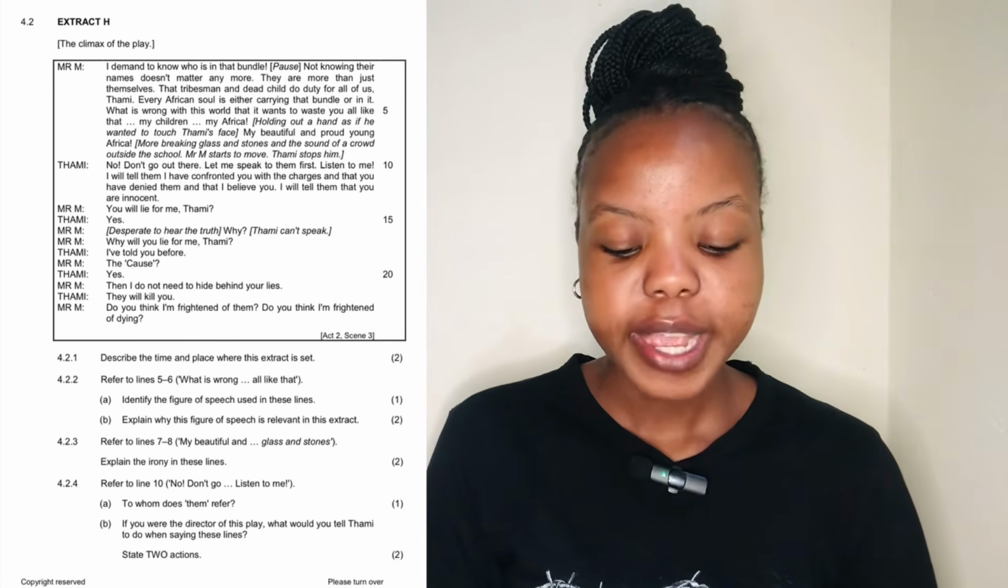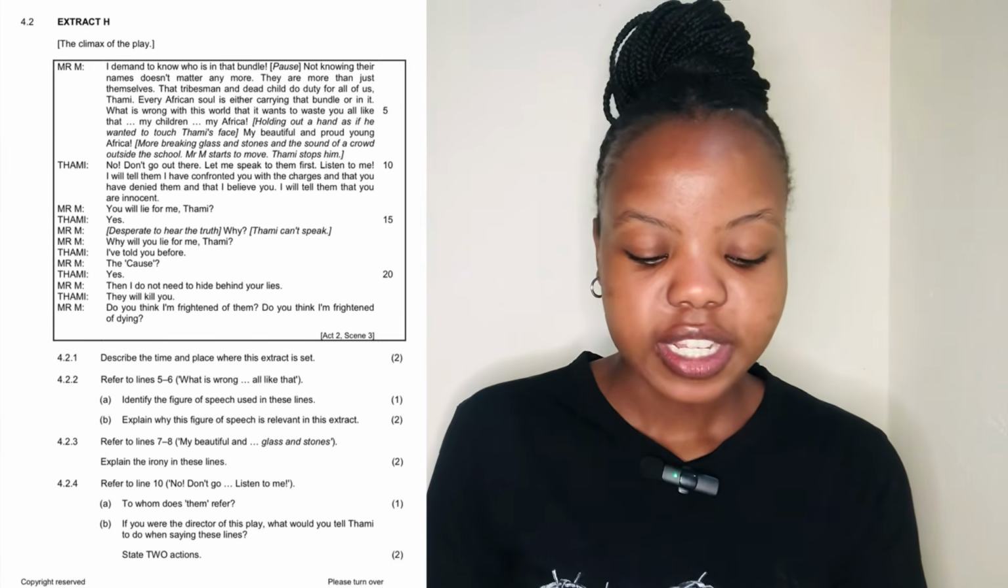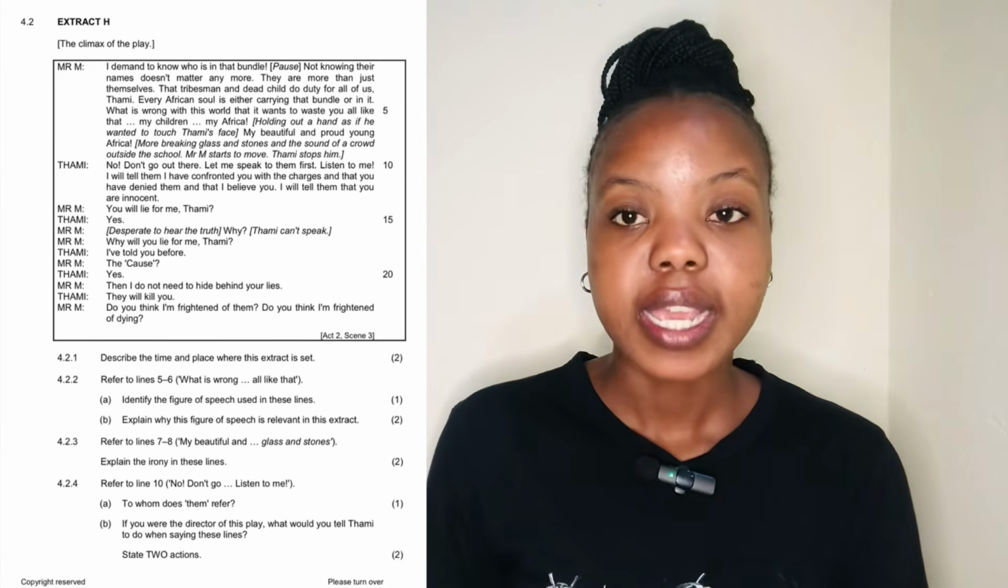4.2.2b, explain why this figure of speech is relevant in this extract. Hence, I said you must understand your figures of speech and know them. So the correct answer is that the destruction of children's lives in Blackwater is a representation of the evil across the world, which saddens Mr. M. That is the correct answer.